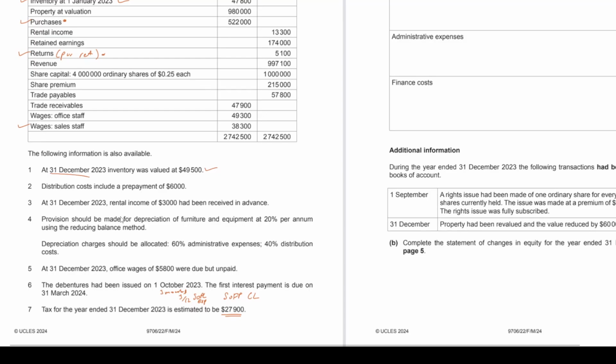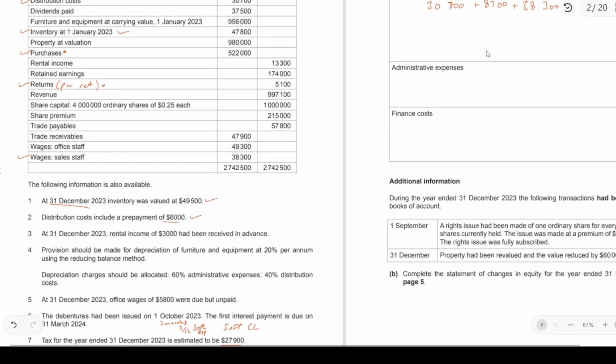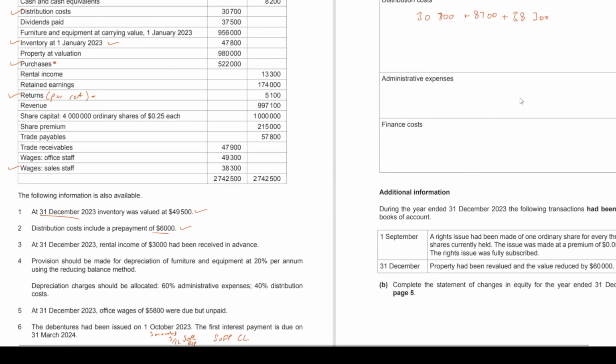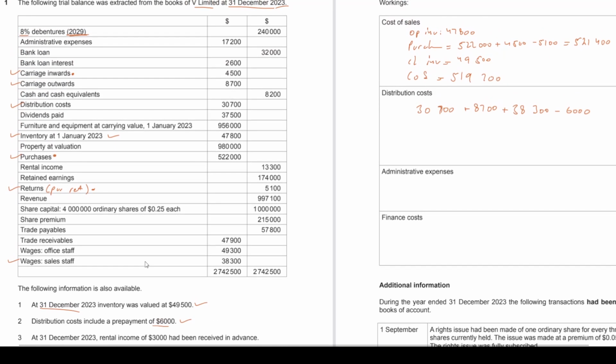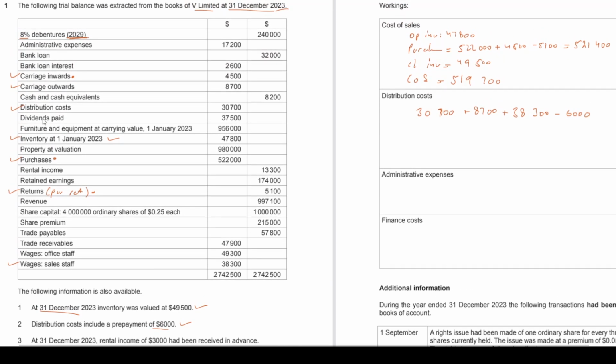What else? Distribution costs include prepayment of 6,000. That needs to be removed. It's prepayment. It belongs to the next year. Minus 6,000. What else? Rental income, that has to do with income, nothing to do with this. There's some proportion of that depreciation that goes to distribution cost. Okay, that's a small challenge. We'll deal with it in a minute. Okay, I think that's it for distribution. Let's just make sure.